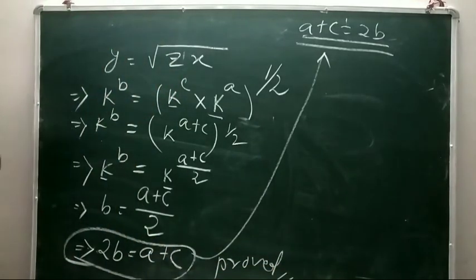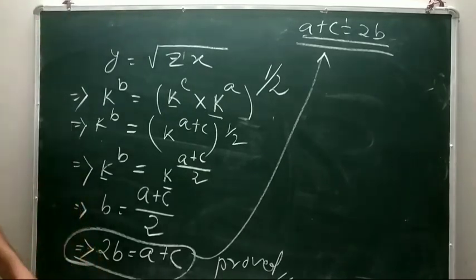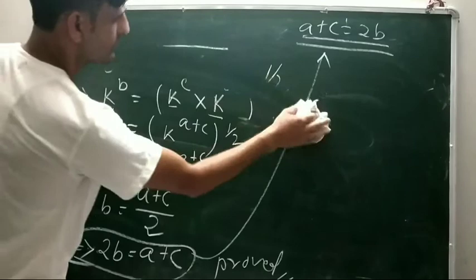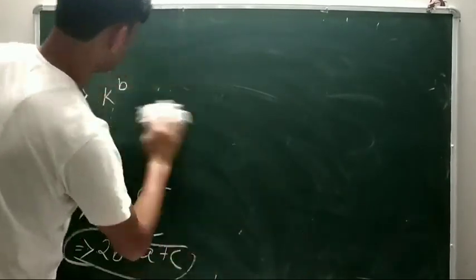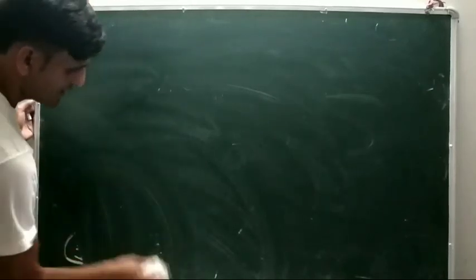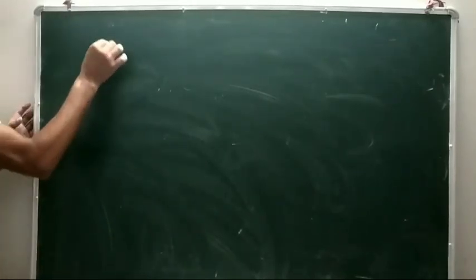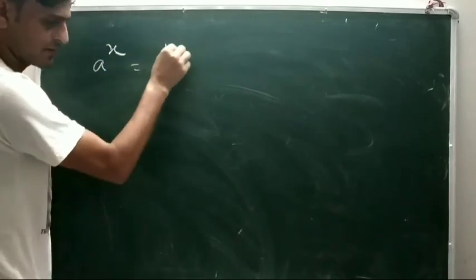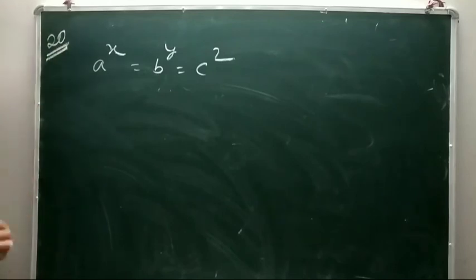So this is all about question number 22. Now let us go to question number 20. Question 20 is the same as question number 22. Just see question number 20 and we will get the solution very easily. In question number 20, it is given that a to the power x equal to b to the power y is equal to c to the power z.